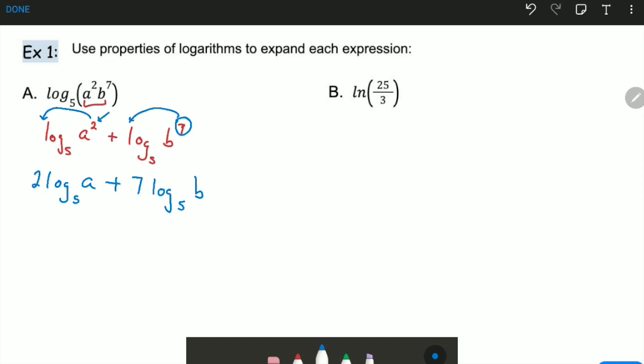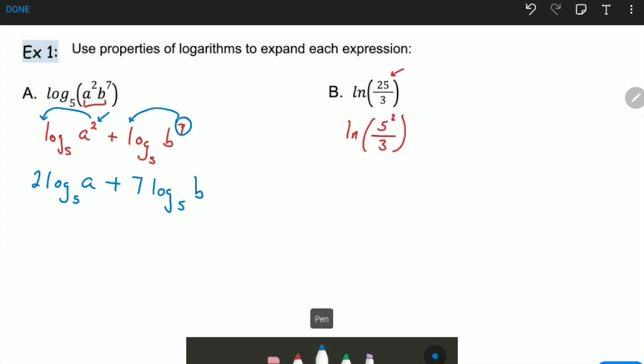Now for the second logarithm, the natural log of 25 over 3, you'll notice that this one deals with numbers, and 25 happens to be a perfect power. So oftentimes, if a number is a perfect power, you will rewrite it as something to a power. In this case, 25 is 5 squared.